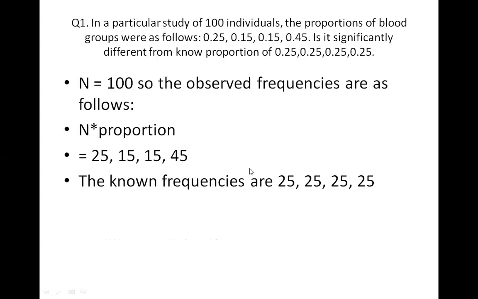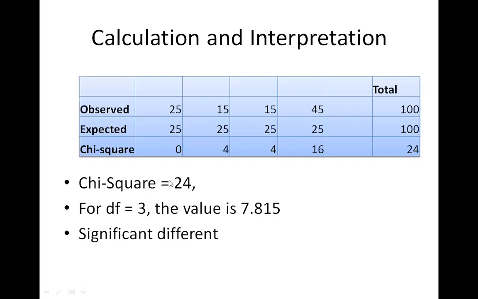And by using the formula of chi-square, this is the formula, I have calculated the chi-square as 24. And for degree of freedom 3, because there are 4 columns, 1, 2, 3, 4, so 4 minus 1 is 3. For degree of freedom 3, the value of chi-square should be 7.815. And since our chi-square of 24 is much more than 7.815, we say that these observed and expected frequencies are significantly different. So there is no fit between the observed and expected frequencies.